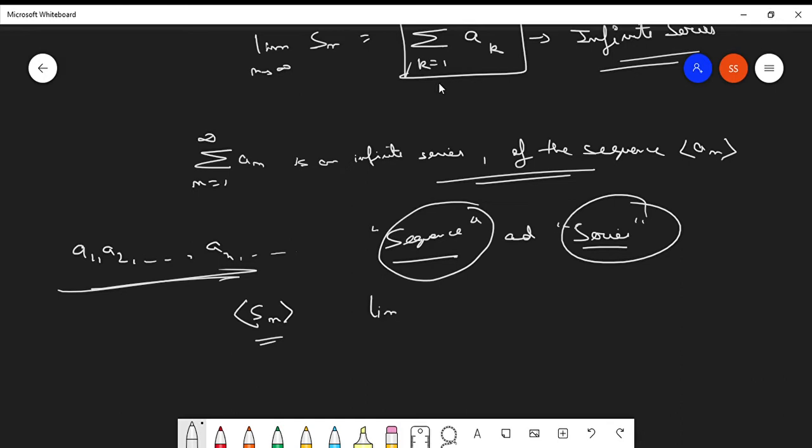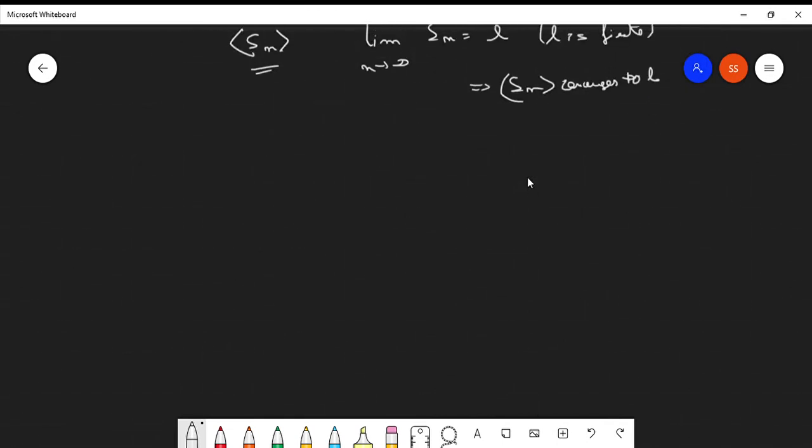So this sequence may converge or diverge. Suppose limit n tends to infinity Sn is equal to L, where L is finite, let's say. So this sequence converges, right? So what does this imply? This implies that Sn converges to L, right? This basically means that the sum n equals 1 to infinity an is equal to L.